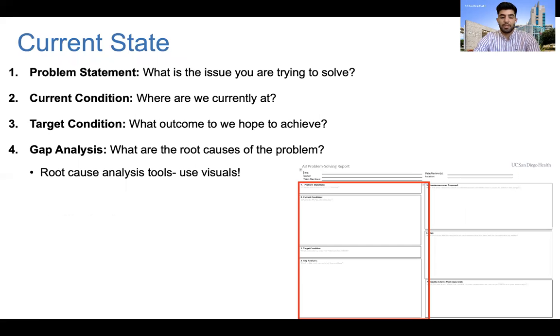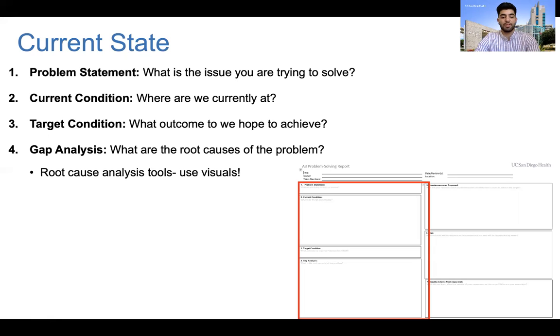So the first step is figuring out and creating your problem statement. What is the issue you are trying to solve? The second is analyzing the current condition. So where are we currently at? The third is setting a target condition. So what outcome do we hope to achieve?